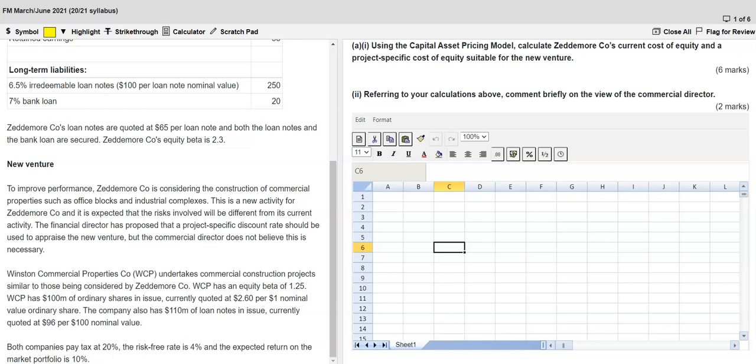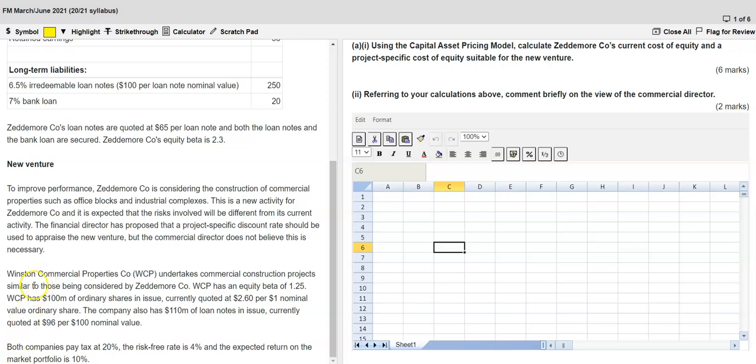WCP undertakes commercial construction projects similar to those being considered by Zeddemore company. So this is a proxy company. Remember, if you are confused in the exam, any other company which is given should be the proxy company. WCP has an equity beta of 1.25 and 100 million ordinary shares in issue. Currently, the market value is $2.6 and the par value is $1. The company also has $110 million of loan notes, with a market value of $96 and a par value of 100. Both companies pay tax at 20%, the risk-free rate is 4%, and the return of the market is 10%.